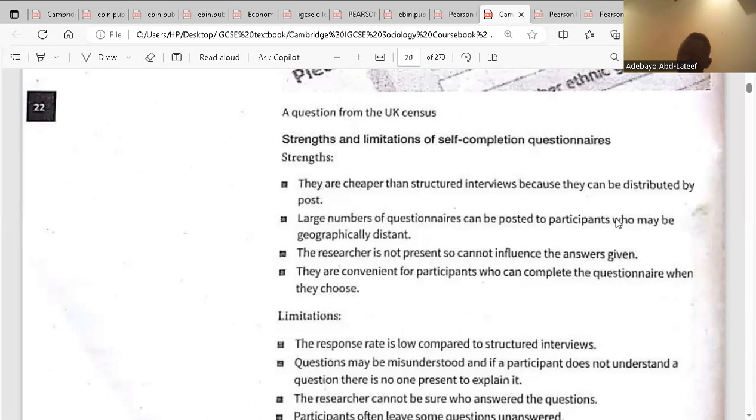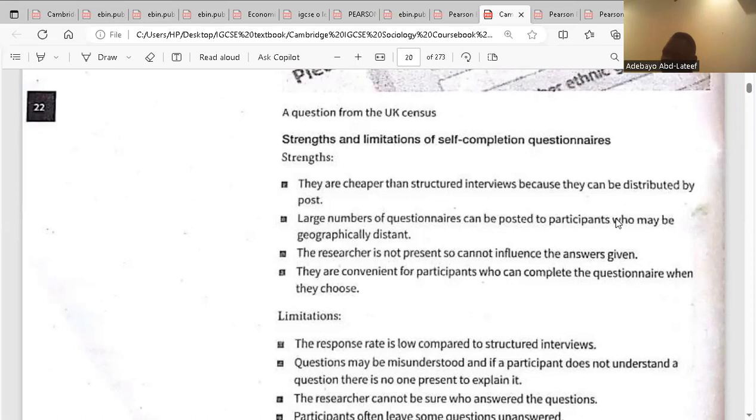You get that? Two, questions may be misunderstood as the researcher is not always present. So the questions will be understood the way the participant thinks the questions are. Do you understand? That means the participant might misunderstand the question, which means the participant is going to give an answer that does not relate to the question. You get that, that's another problem there.